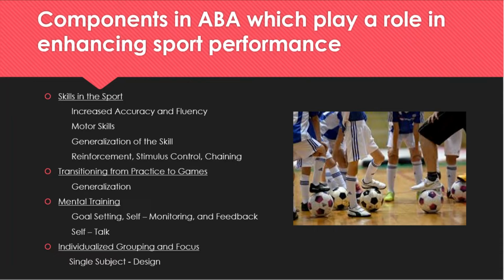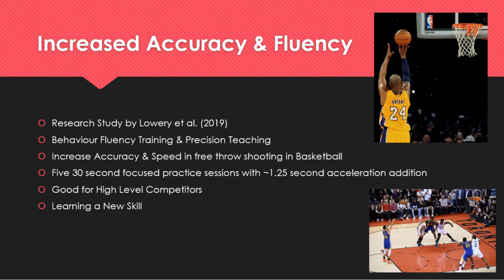In a study conducted by Lowry et al., behavior fluency training and precision teaching have been found to increase accuracy and speed in free throw shooting for 4 basketball players. Over the course of the study, each player's shot accuracy and fluency improved. 3 treatment conditions were part of the study, and the highest improvement was in condition 2.